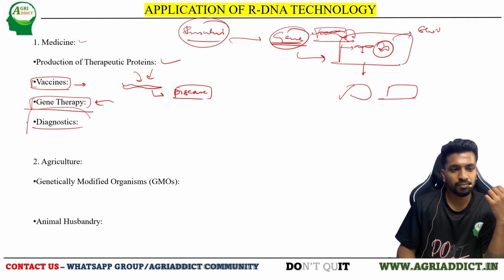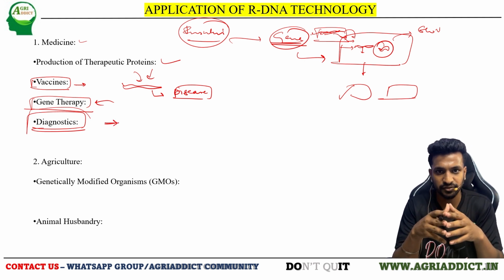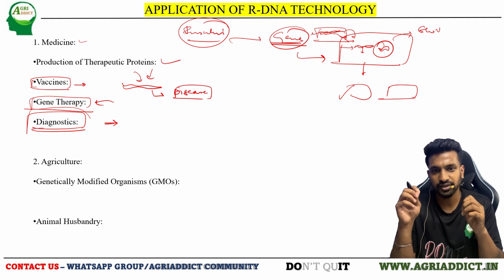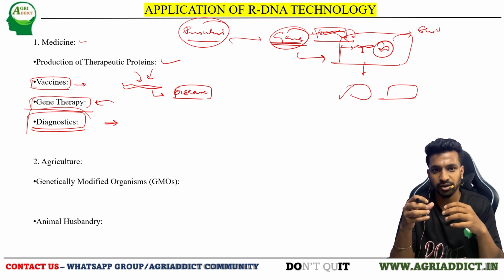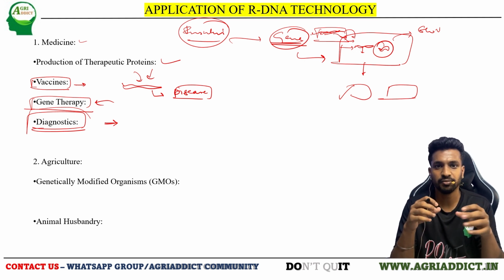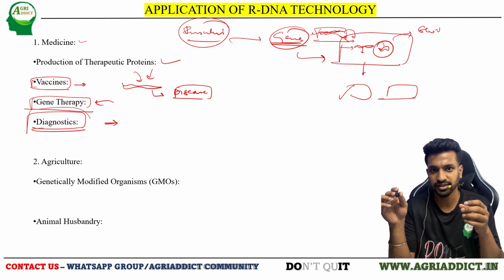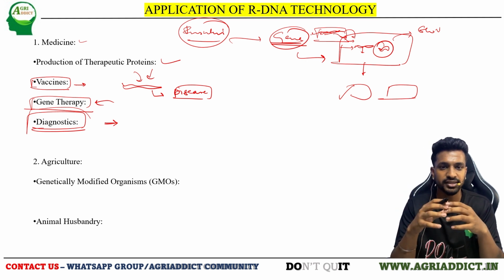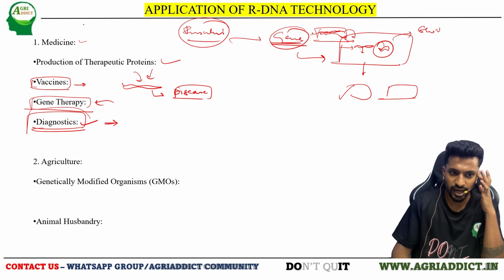Next, diagnostics. To develop diagnostic tests for certain diseases, the first step is knowing the sequence of the gene that is producing the disorder. By producing multiple copies, we can study that gene sequence and prepare an effective test which will detect these sequences. Whenever these sequences are detected, that means the disorder or the disease is present. That is how we can confirm, and this is used in diagnostics.